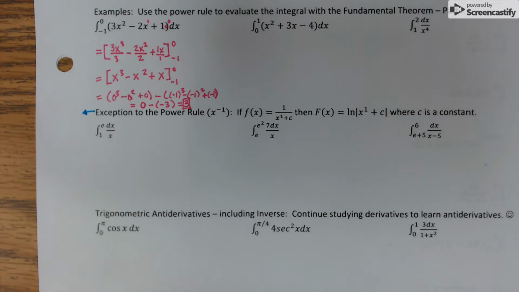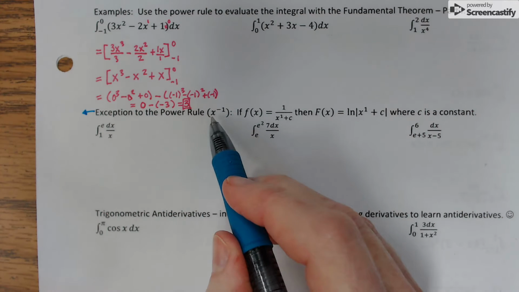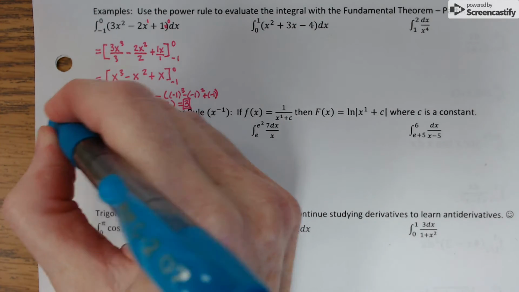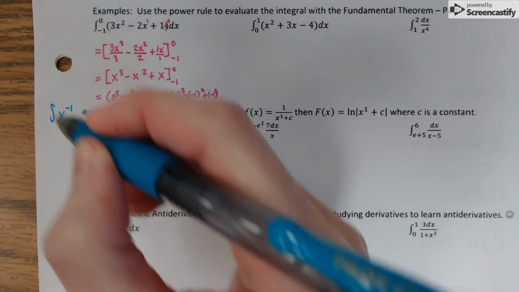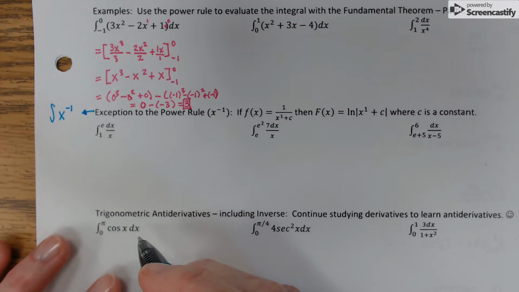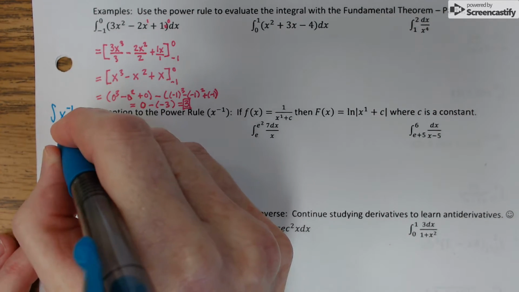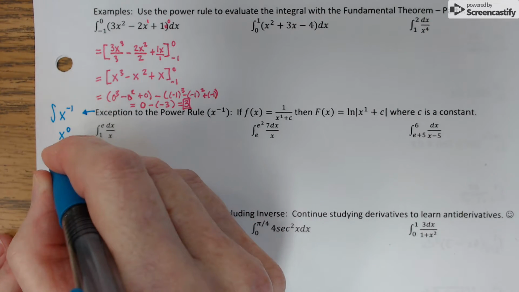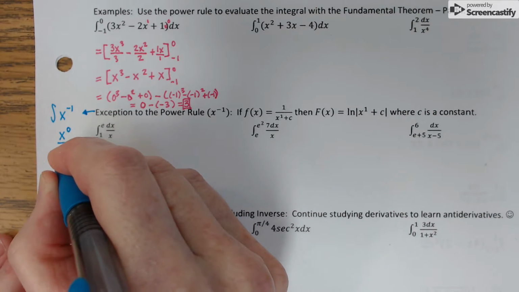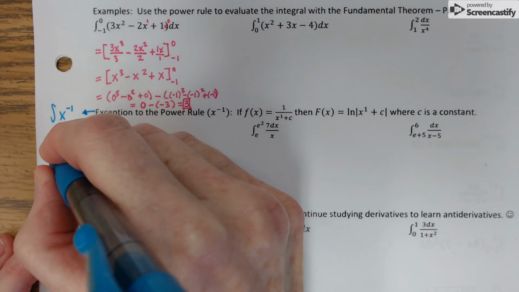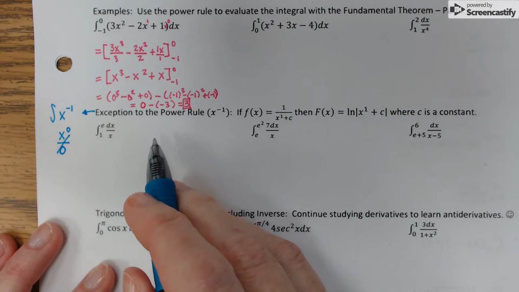There is one exception to the power rule that we need to be aware of, and that is when x is to the negative first power. So let's think about why that would be. If I go to apply the power rule for antiderivatives to that x to the -1 power, my steps say to add 1 to the power, but then attempt to divide by the new power, which is 0. And we learned a long time ago in mathematics that we cannot divide by 0. So that's why it's an exception to the power rule.